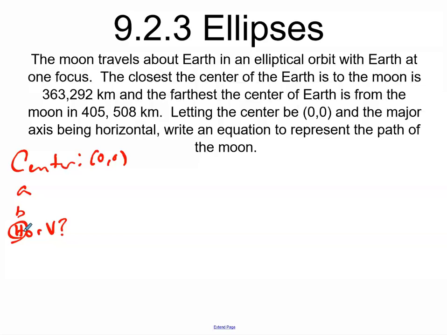Okay, so we're going to make the horizontal axis be the major axis, and we're going to let our center be at 0, 0. In this problem, I went ahead and told you that, but even if it doesn't tell you that, you can go ahead and do that yourself. So really what we need to figure out is the a and the b.